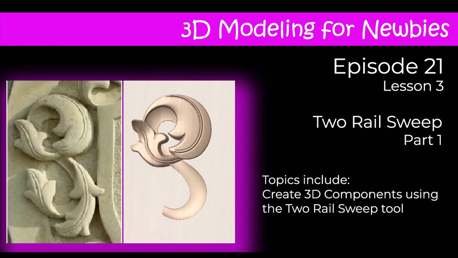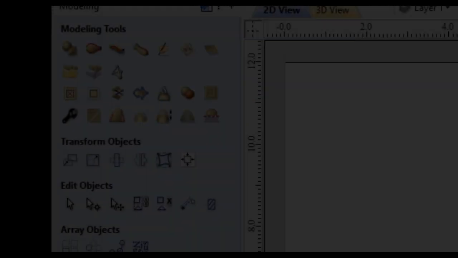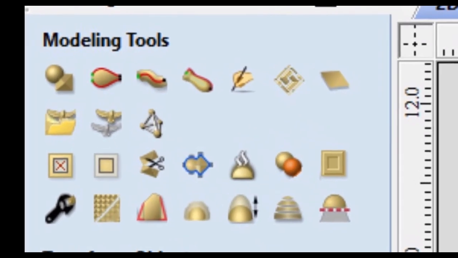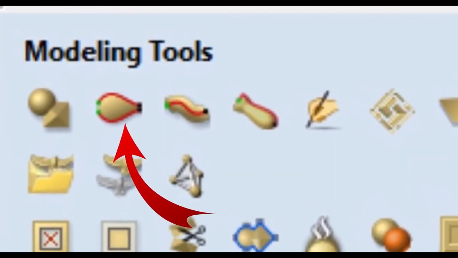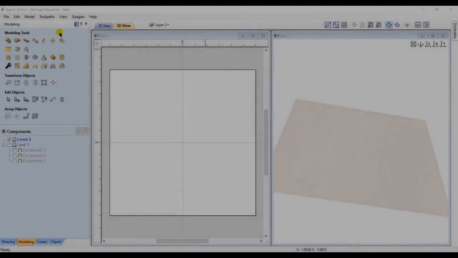In this lesson, we'll learn about the two-rail sweep, probably the most important tool within the software that allows you to create components from different profile shapes. You can find this tool by clicking on the second icon of the top row in your 3D Modeling tab. So let's give it a try.